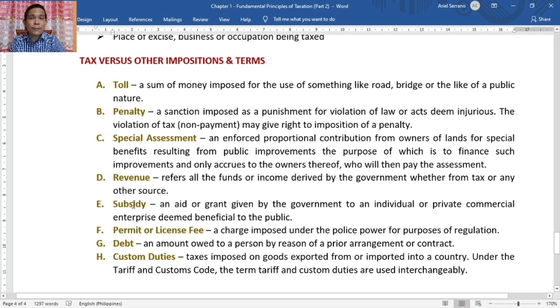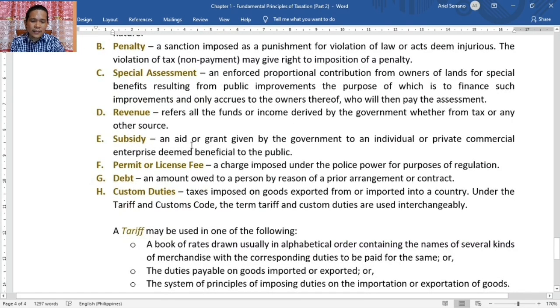Now, how about subsidy? Ang subsidy, this is an aid or grant na binibigay ng gobyerno, either to an individual or a private commercial enterprise, kung saan ang benefit na ito is for the public. So, naririnig na ninyo yung mga subsidy na term. Okay, minsan may natatanggap yung private establishment na subsidy from the government. So, may natatanggap sila na pera, may grant or may ayuda na natatanggap coming from the government. So, that is a subsidy.